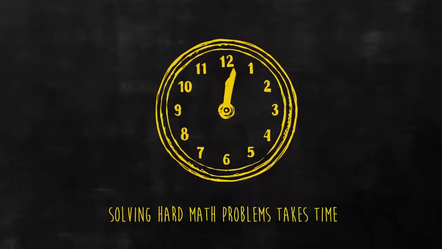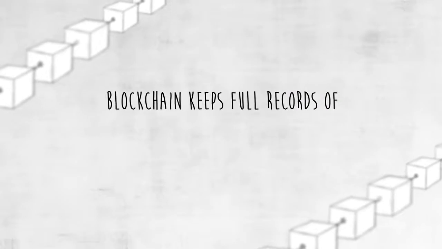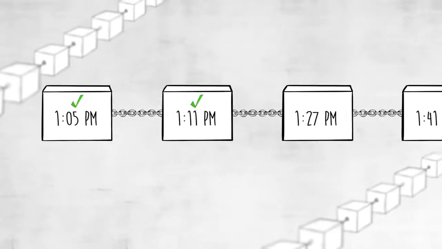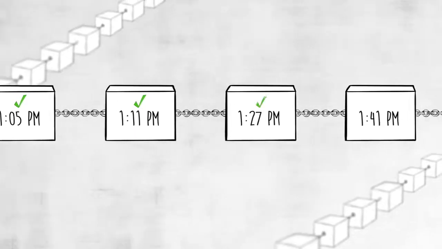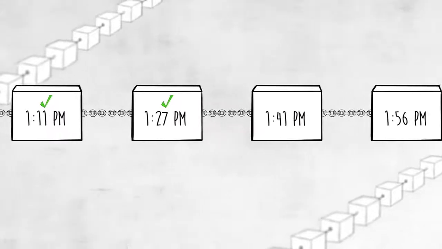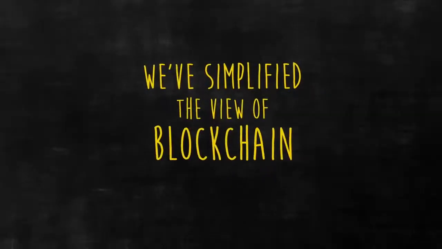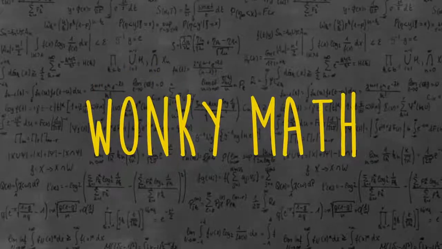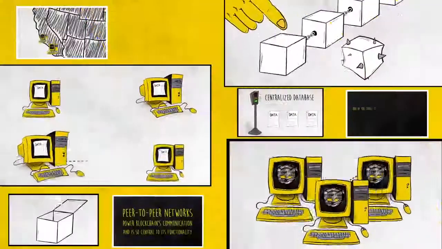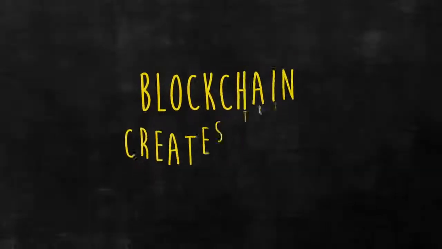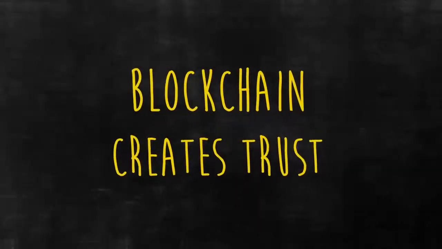Solving hard math problems takes time, but because blockchain keeps full records of all the changes that have occurred and nothing is ever thrown away, the sequence of answers combined with the times the answers were sent out to all the other nodes on the network allows the entire network to validate that the data hasn't been tampered with. We've simplified this view of blockchain. There's a lot of wonky math going on behind the scenes. But if you followed along so far, you've probably got a pretty good idea of the general way blockchain creates trust in a distributed network with no single party in charge.